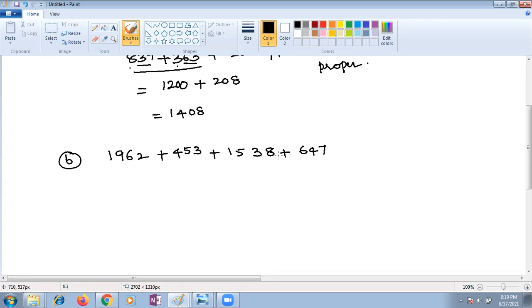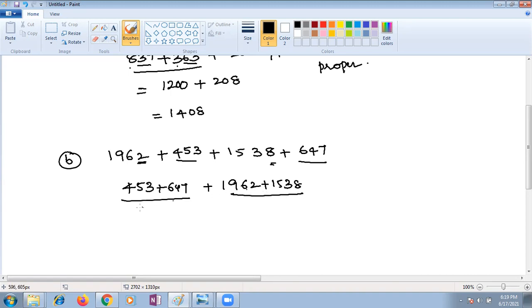Ma'am, 453 and 647. Very good, Nana. 453 plus 647. You are grouping this. Then you check. Ma'am, 53 plus 47 is equal to 100, ma'am. Okay. Then 600 plus 400 is 1000. Then plus 100 is 1100, ma'am. Wonderful. 1100 here. Then here you please calculate.